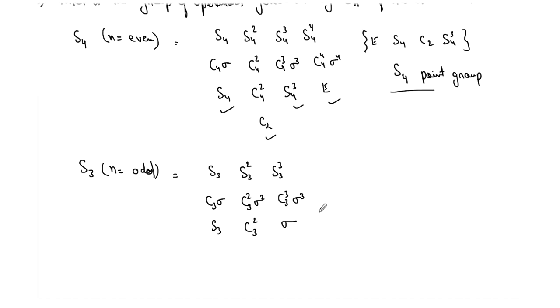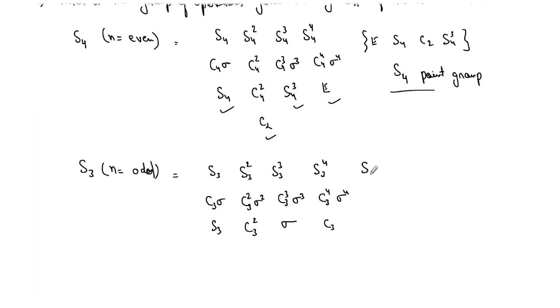And what else do we have? So you still have not got E. So we have to keep going. S3 to the power 4 will be C3 to the power 4 and sigma to the power 4. Now sigma to the power 4 is E, and C3 to the power 3 is E. So you are left with one C3 operation. So again, we are not getting E.